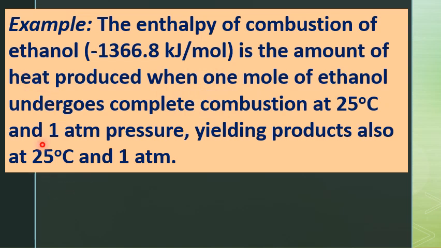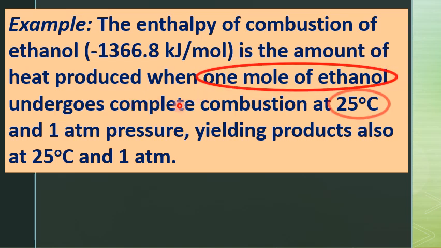As an example, the enthalpy of combustion of ethanol, which is negative 1366.8 kilojoules per mole, is the amount of heat produced or evolved when 1 mole of ethanol undergoes a complete combustion at 25 degrees Celsius and 1 atmosphere of external pressure, yielding the products at the same 25 degrees Celsius temperature and 1 atmosphere.